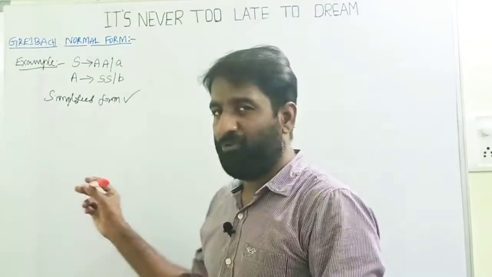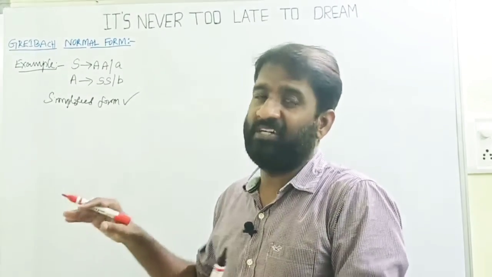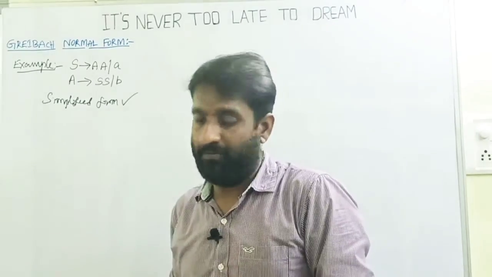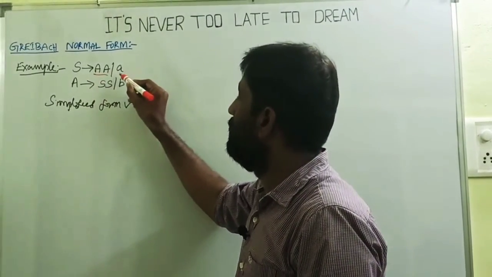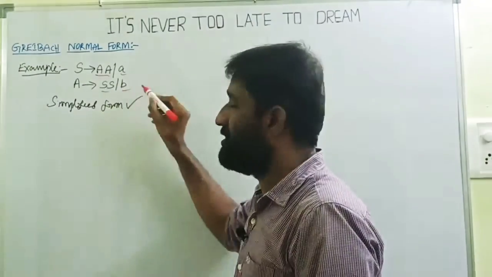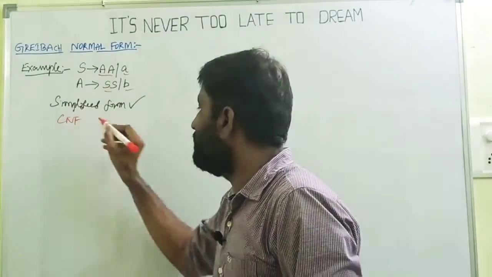Then after that, before converting the grammar into the Greibach normal form, it's mandatory to convert the given grammar into the Chomsky normal form. So there are two variables or one terminal. So the given grammar is in Chomsky normal form only.